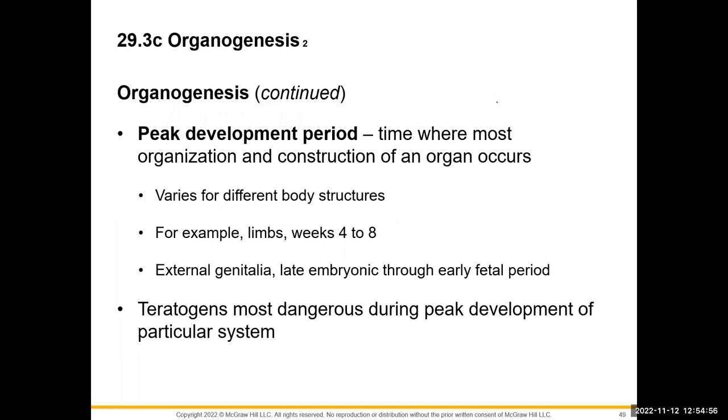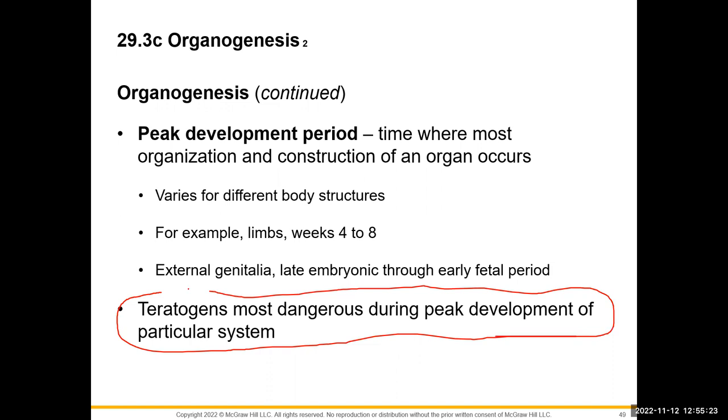Whereas external genitalia will come later on, at the end of the embryonic period and all the way through what we call the early fetal development. And fetal development is going to be from weeks 8 to 38. So we really need to avoid teratogens during that peak development period, depending on the system.